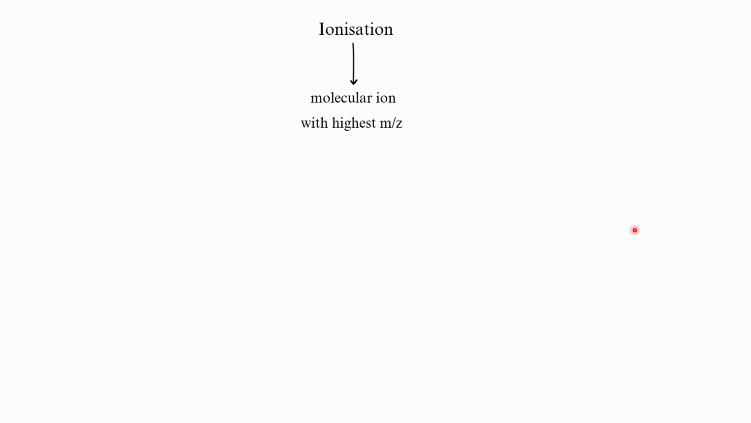Now, when we talk about ionization, ionization always results in formation of what? Molecular ion. Molecular ion will always have the highest m/z value. So if you have the highest m/z value in the spectrum, you will say that this is my molecular ion peak.